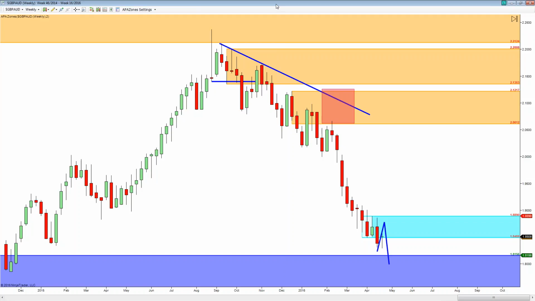So coming over to the weekly on the pound Aussie, we're still looking for this thing to complete its move down to weekly demand.